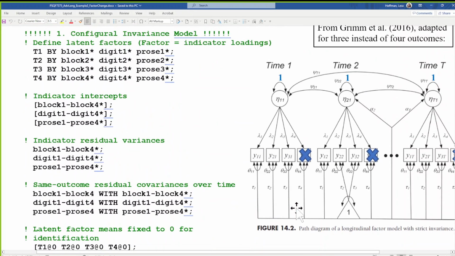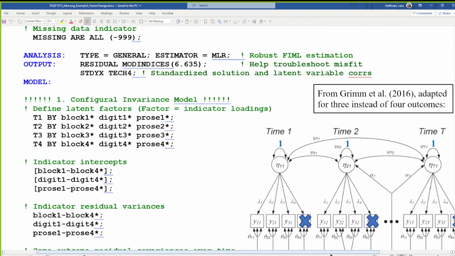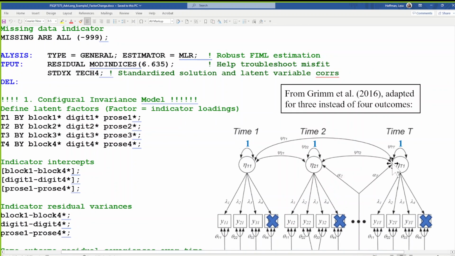Lisa, I'm still really confused about the triangle. Yeah, me too, dude. What's your question? So that triangle, because there's arrows coming from the triangle pointing up to each one of the observed Y's, then there's also taus.